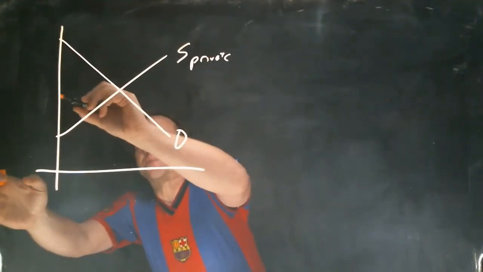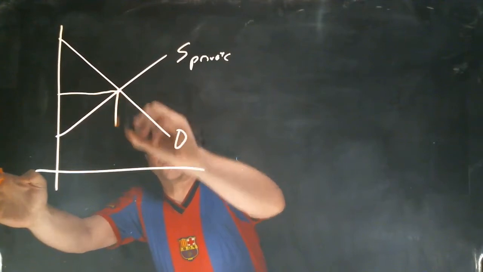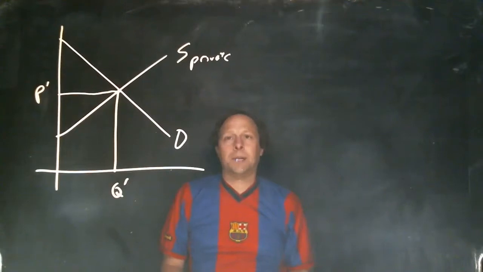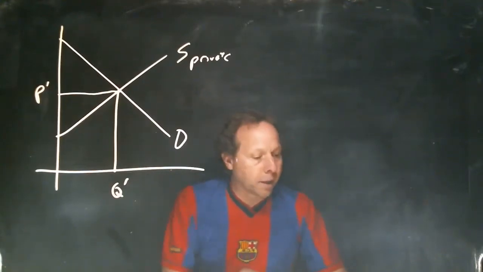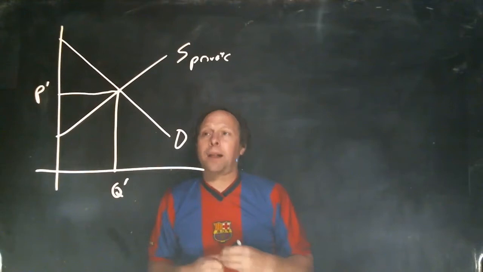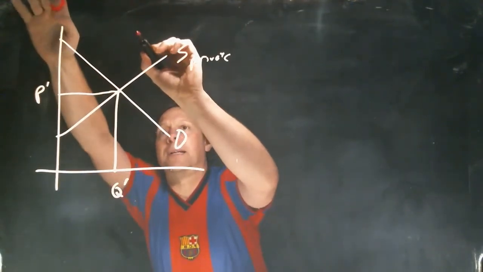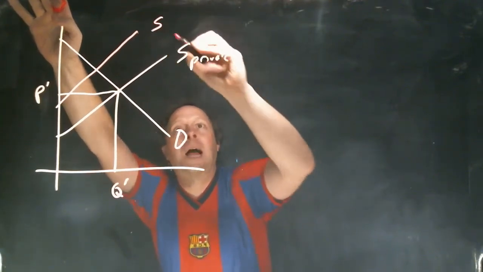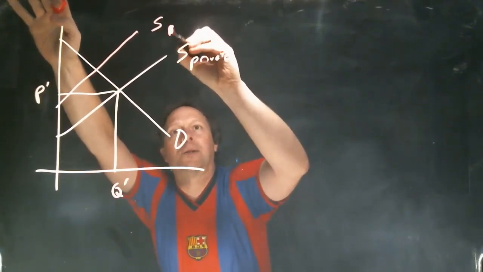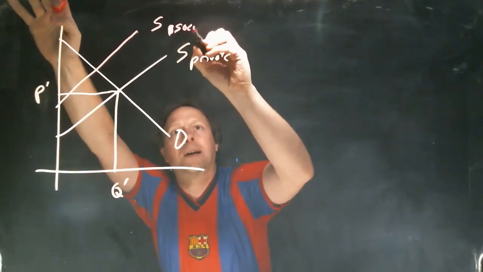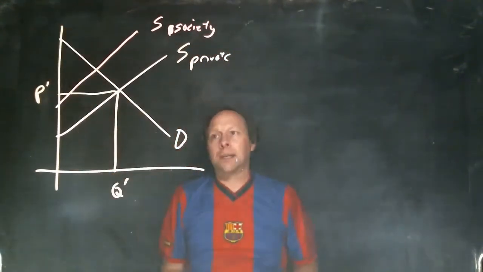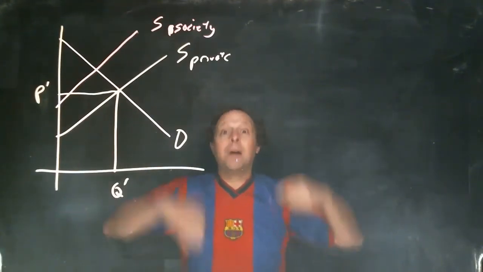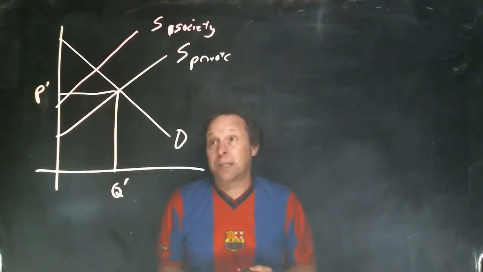In this case, obviously price would be here and equilibrium quantity would be here. Okay. Now let's have an externality on top of this. So what this externality does is this externality means that the social cost to society as a whole is above the private cost. So there's this additional cost placed upon people on top of what private individuals have.